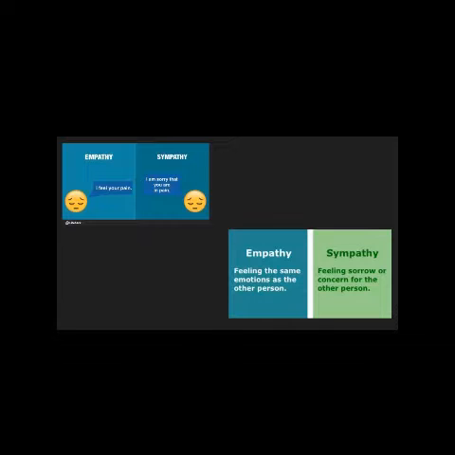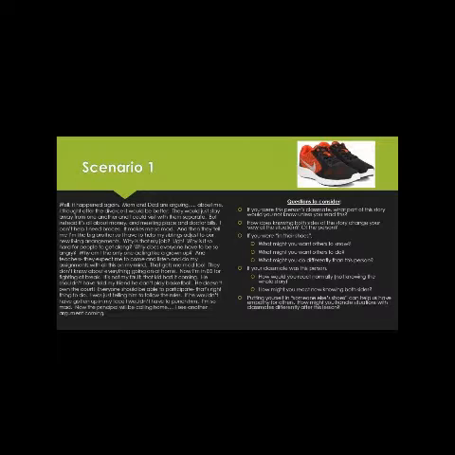Here are some examples of a little bit how empathy and sympathy vary. So empathy is feeling the same emotions as the other person, whereas sympathy is feeling sorrow or concern for the other person. I think it's very easy to have sympathy for one another when we're going through different events, but it's very difficult to have empathy. So let's talk about how can we be more aware of our feelings and how can we be more empathetic.